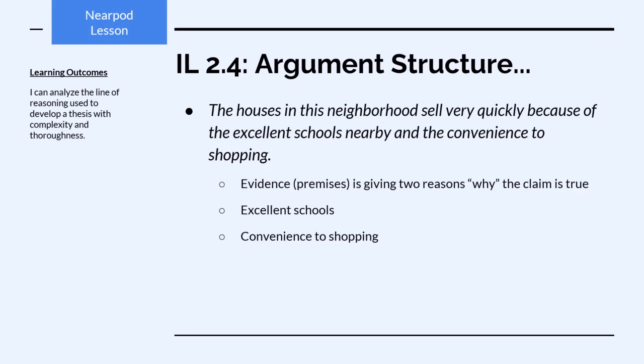Taking a look back at our first sample argument here, the houses in this neighborhood sell very quickly because of the excellent schools nearby and the convenience to shopping. Here, our evidence, the two premises, are giving two reasons why our claim is true. Why do the houses in this neighborhood sell quickly? Well, because of the excellent schools and because of the convenience to shopping.